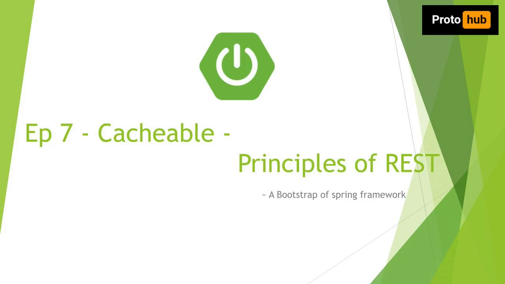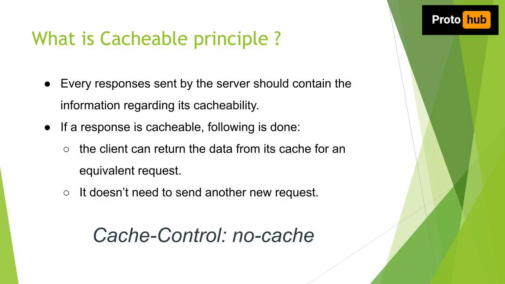In this video, I will explain what is cacheable in REST architecture principles. Every response sent by the server should contain the information regarding its cache. Below is the syntax on how to set a cache to the server's response. If a response is cacheable, then the client can return the data from its cache for an equivalent request. It doesn't need to send another new request.